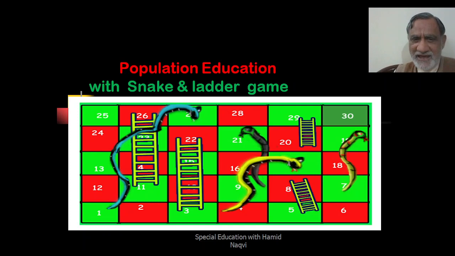So, as per the level of the students, their academic level and their mental level, they need to be given material which is of their age and of their mental and academic level. And I thought of it, so I'm sharing it with you. Population education with snake and ladder game.